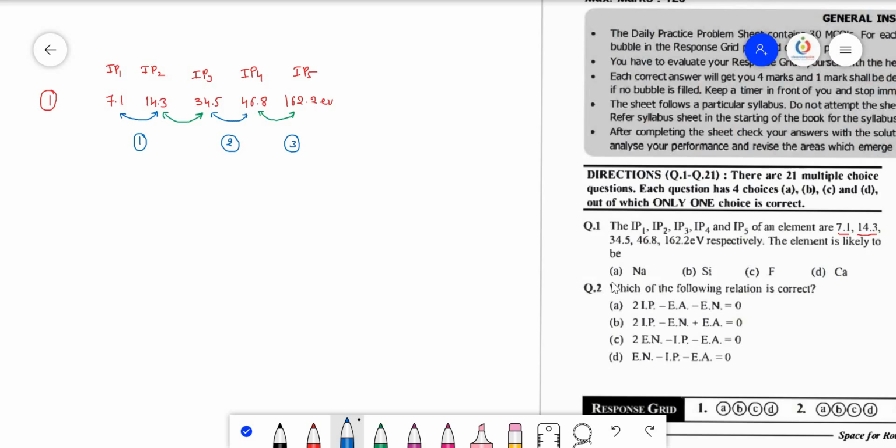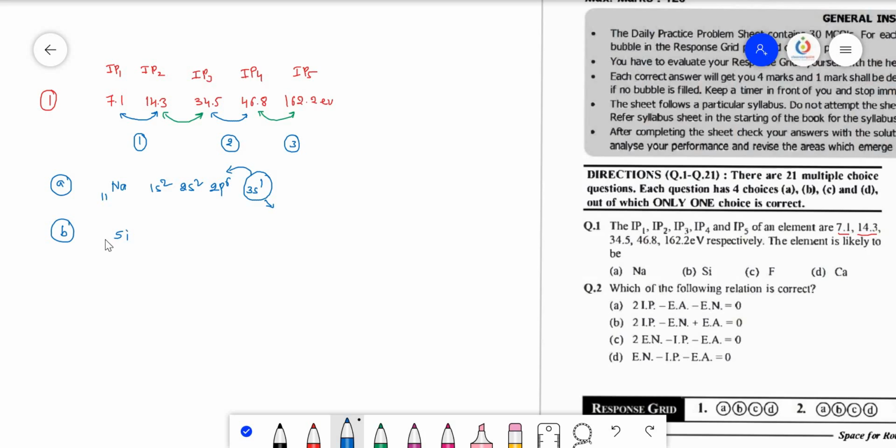Now let us see the elements given here. For example, if you take sodium, atomic number 11, the electronic configuration is 1s2, 2s2, 2p6, 3s1. After the removal of this electron, there will be a sudden jump in the ionization potential value, and moreover sodium has only 1 electron in the last orbit, but according to this one it has 2 electrons. So option A is incorrect.